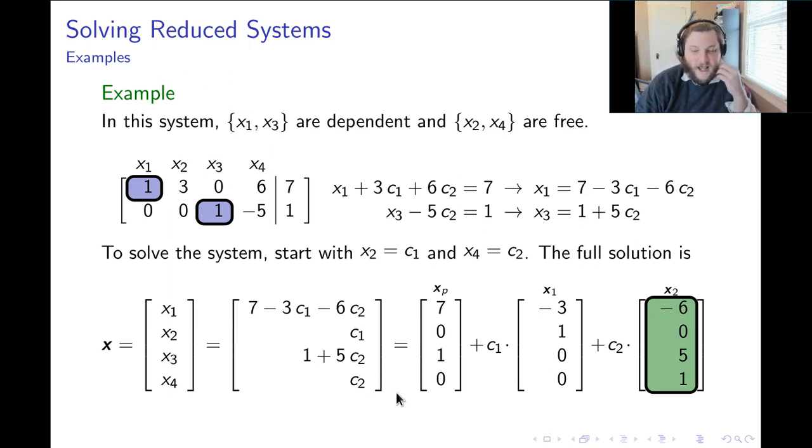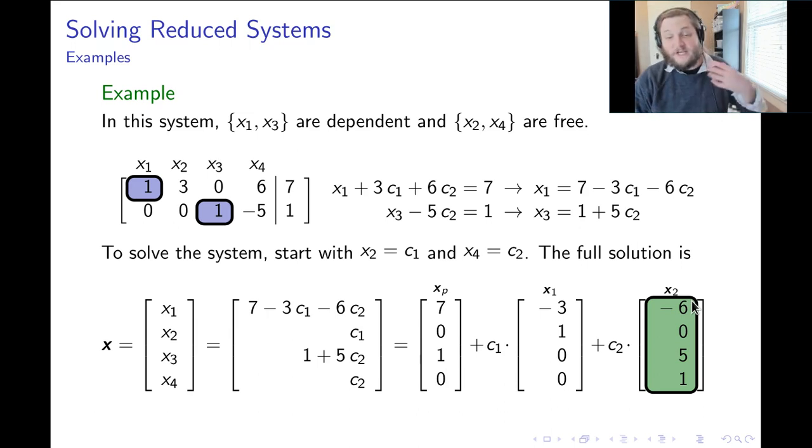What this is saying is that if we want to generate a solution to the system, we can start with the solution 7, 0, 1, 0. That's one solution. But then we get infinitely many more solutions by taking any linear combinations we want of this vector x1 and this vector x3.